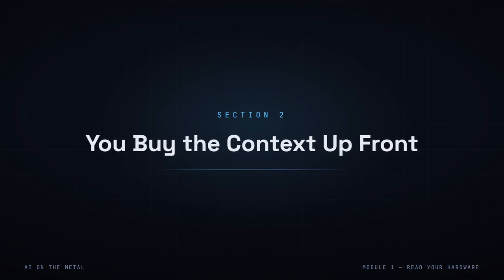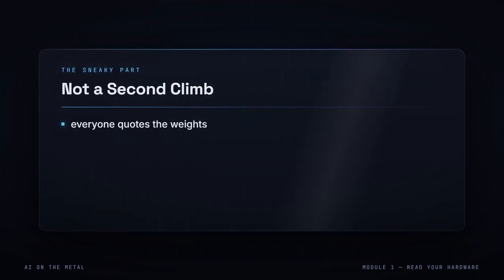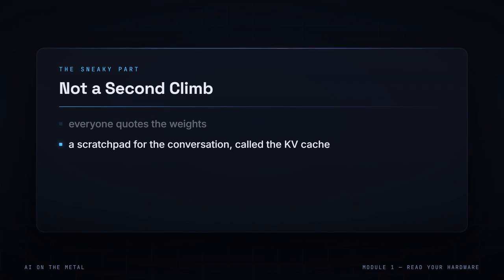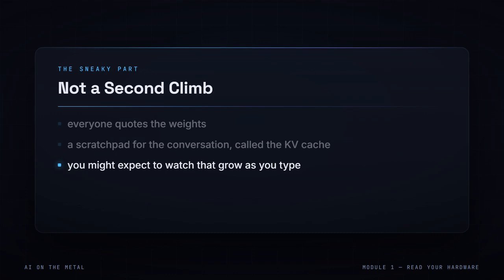Section 2, the part almost everybody gets wrong. You buy the context up front. Everyone quotes the weights. It is a 4 gigabyte model. Fine, but a model sitting there is not a model doing work. It also needs a scratchpad for the conversation, called the KV cache, notes about every token it is holding in mind. You might expect to watch that grow as you type.